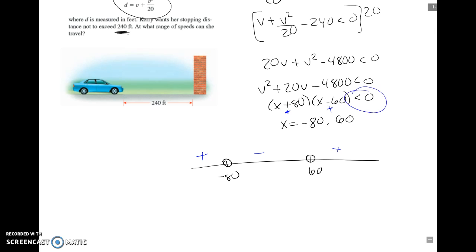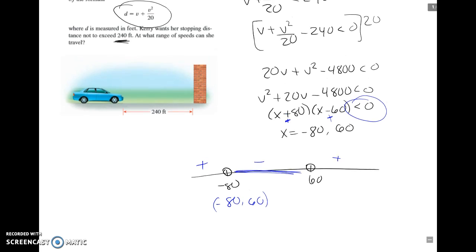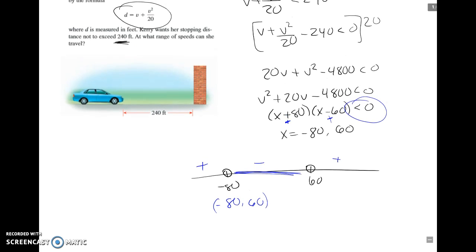All right, so we're looking for less than 0, so we want to find the negative value, so this is negative. So our interval is from negative 80 to 60, not including either one. Now, looking at our problem, it says, at what range of speeds can she travel? Well, obviously, she's not going to be traveling negative 80 miles per hour. So this really is going to start at 0 and go up to 60, but not include 60. It can include 0 because that's in this range of values. So 0 is included.